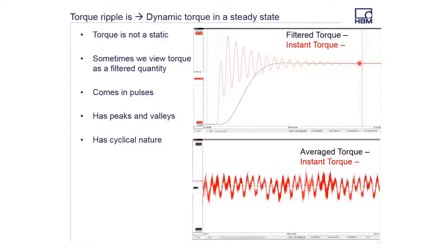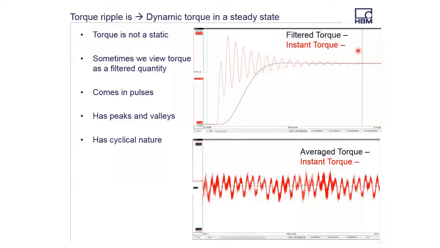onto a given point. And I think a lot of people are used to looking at torque as a filtered quantity. So you might see when you apply a load step that you get this slow application of load. That's a very filtered measurement, and that's not really real. Torque actually has a lot of dynamics to it. Now we're here to talk about torque ripple, not necessarily dynamic torque.